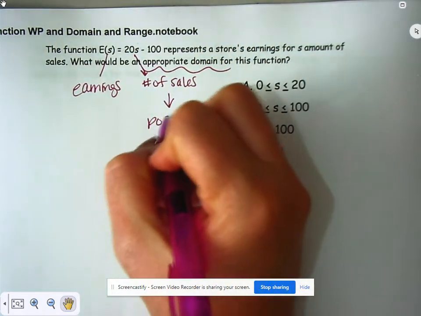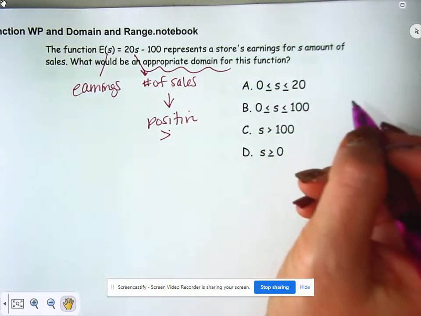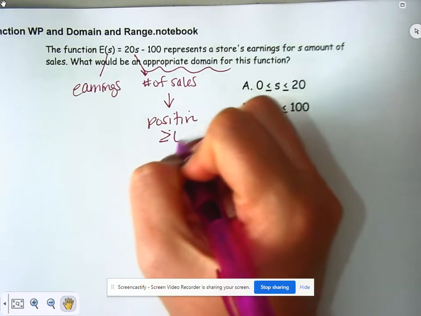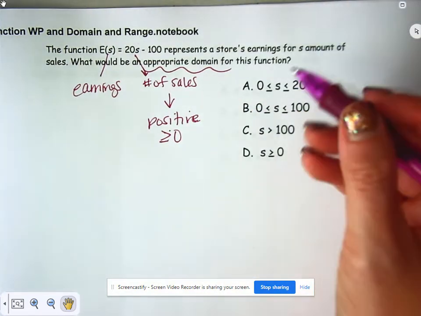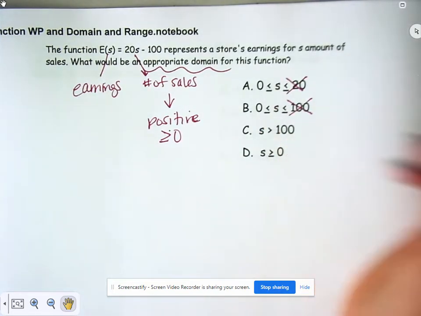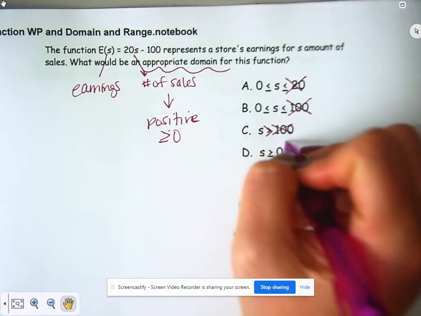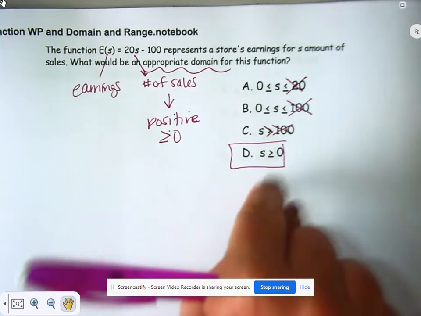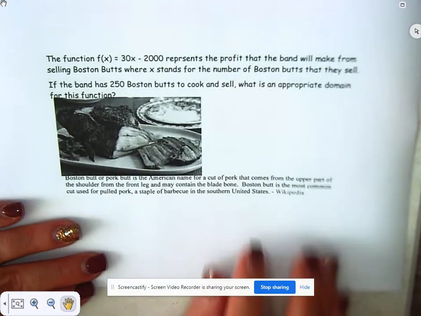So obviously our sales have to be positive, which means greater than or equal to 0. But nothing tells me that I can have a limited number of sales. So nothing tells me I can only go up to 20 or only go up to 100. Nothing tells me I have to sell more than 100. So our answer is D. That's just that we have to make a positive number of sales or equal to 0.